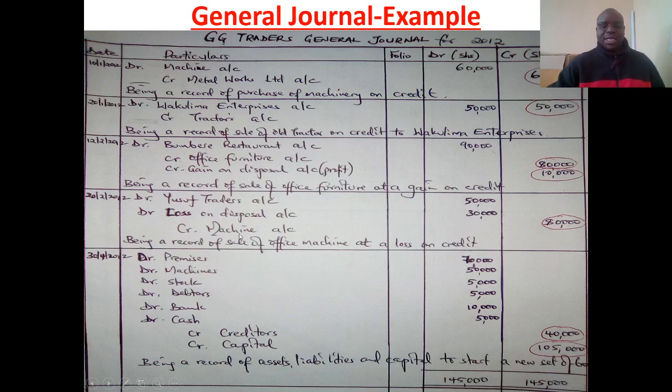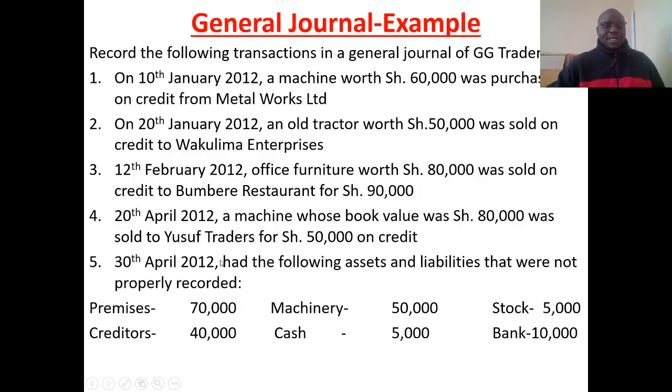So machine account loses 80,000 worth of a machine. Loss on disposal. This is an expense to the business, and expenses, when they increase, they are debited, 30,000, and then Yusuf Traders, a debtor, also increases by 50,000. Debtors, when they increase or when they are created, we debit that transaction.